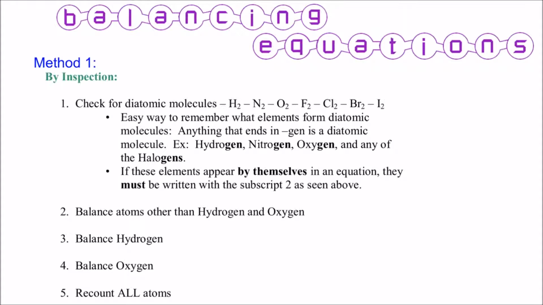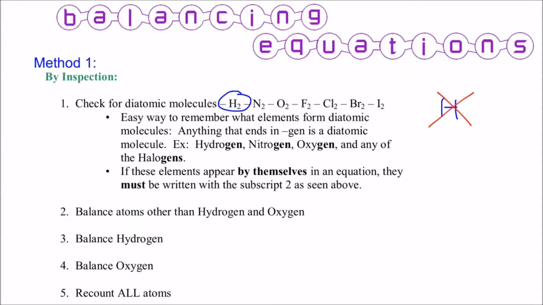The first thing you're going to do is check for diatomic molecules. Now we've talked about these multiple times in the past. Remember, the saying that we have is anything that ends in gen is diatomic. So that covers hydrogen, nitrogen, oxygen, and all of the halogens, which are these guys right here. If those elements appear by themselves in an equation, then they need to be written with a subscript of 2, as you see up here. You're never going to have just a hydrogen sitting out there by itself. Okay, that is a no-no. You always need to have that subscript of 2 because it's diatomic. It pairs up with another one of itself.